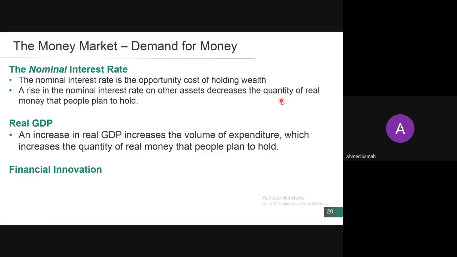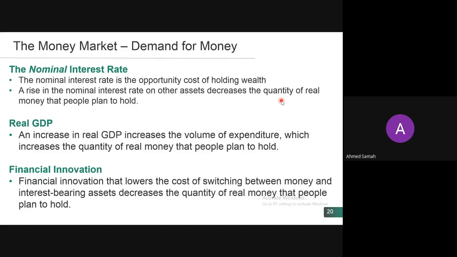Then the last one is financial innovation. Financial innovation that lowers the cost of switching between money and interest-bearing assets decreases the quantity of real money that people plan to hold. For example, with financial innovations such as point of sale machines or ATMs, the demand for money will be lower. With a point of sale machine, you won't have to carry hard cash around. You can use your cash card to make your purchases. You do not need to demand money in that case.